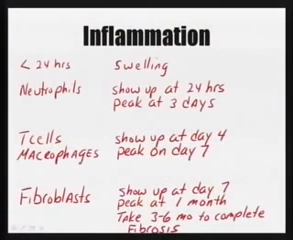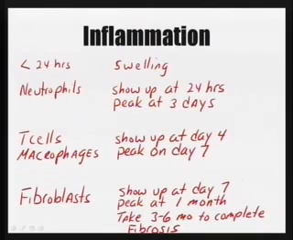All right, bringing it home, inflammation. Remember, less than 24 hours, swelling. Neutrophils show up at 24 hours, peak at day 3. T cells and macrophages show up at day 4 and peak at day 7. Fibroblasts show up at day 7, peak at 30, and take 3 to 6 months to finish. Isn't that right, Josh? That's right.